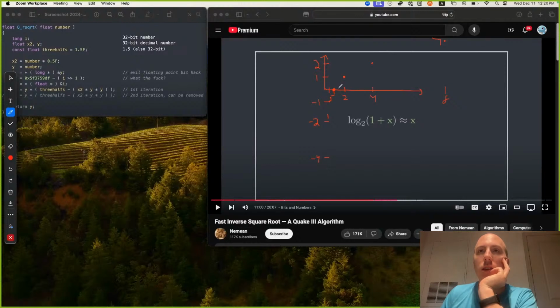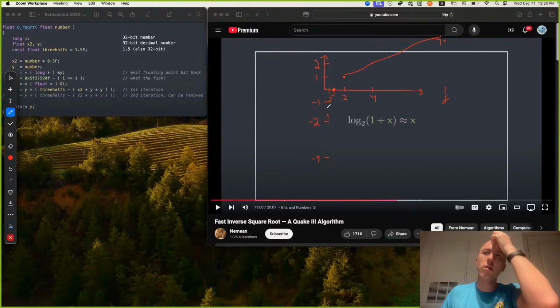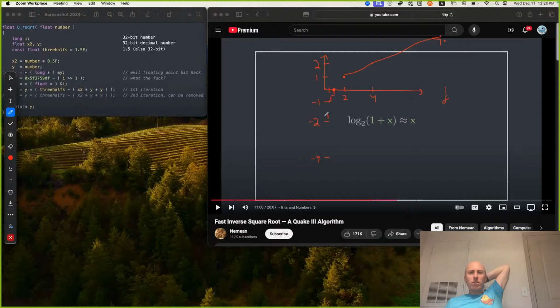So if we increase exponentially fast, then we'll only get a linear increase here. Yeah, it'll just be a line. But if we decrease exponentially fast here, we decrease exponentially slow to 0. Is 0 exponentially slow?